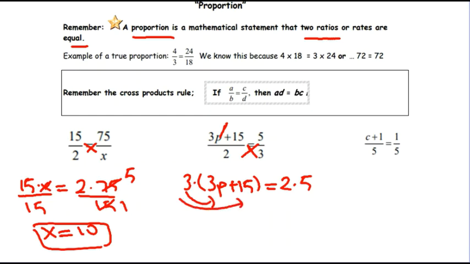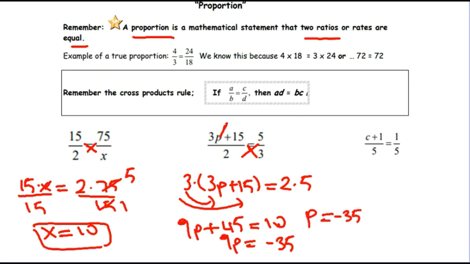So 3 times 3p will be equal to 9p, and then 3 times 15 is 45, is equal to 2 times 5, which is 10. So subtract 45 from 10, we get 9p is equal to negative 35. And as a result, if I divide each side by 9, p is going to be equal to negative 35 over 9. This is my answer.